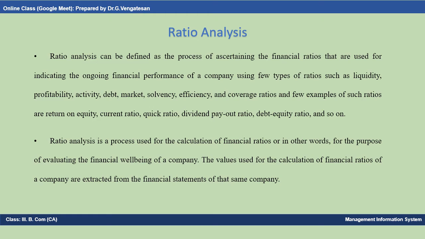The values used for the calculation of financial ratios of a company are extracted from the financial statements of the same company. So by using the financial statements of the company, the ratios are calculated. This ratio analysis is important to measure the growth and performance of the business organization. This is how we use ratio analysis in the financial statements.